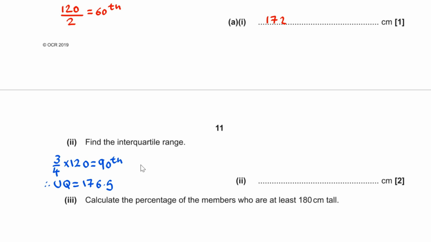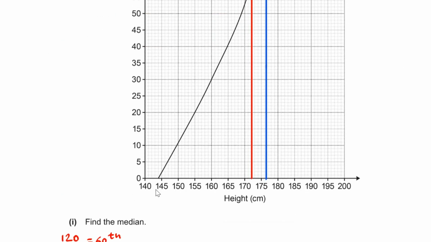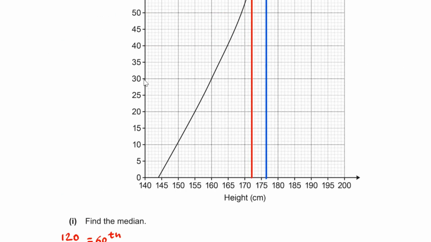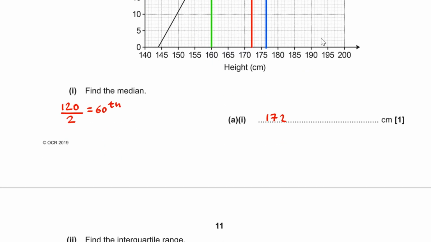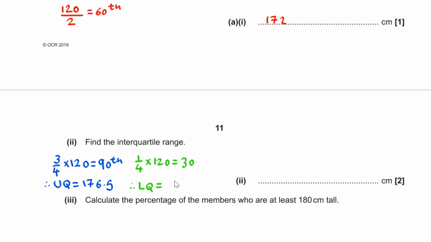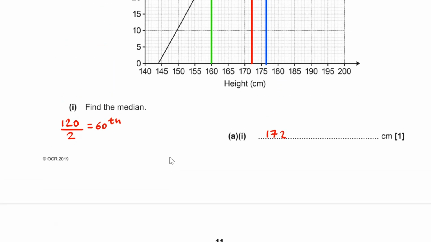And for the lower quartile, if we do the same thing, we've got 1/4 of 120, which is 30. So with this we can find the lower quartile. So 30 values, and then going down from here, you can see then we've got the lower quartile being equal to 160.